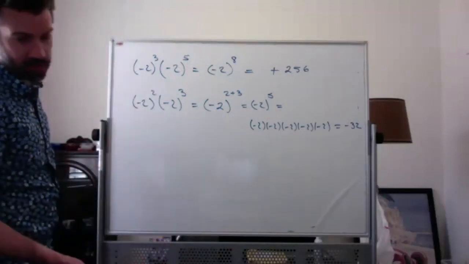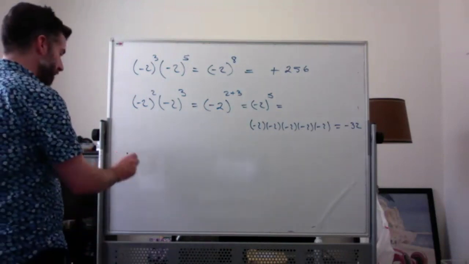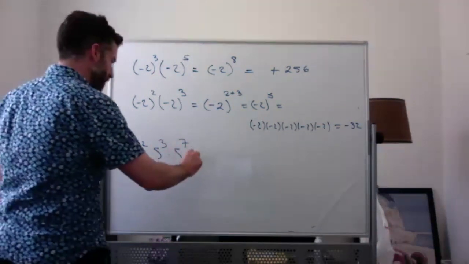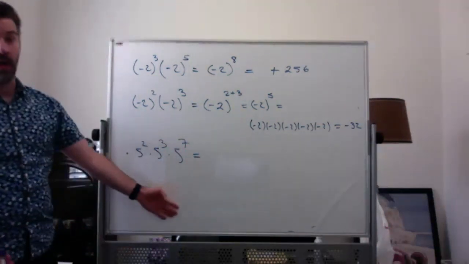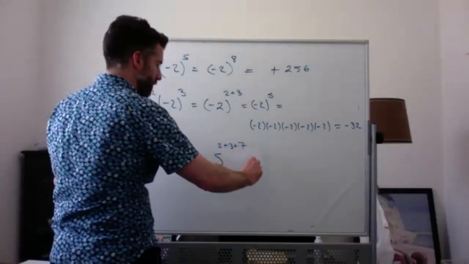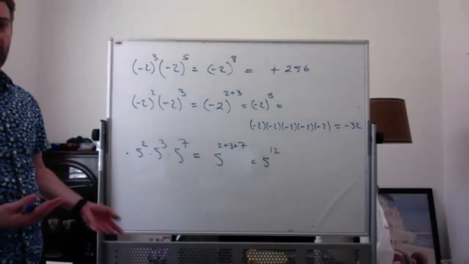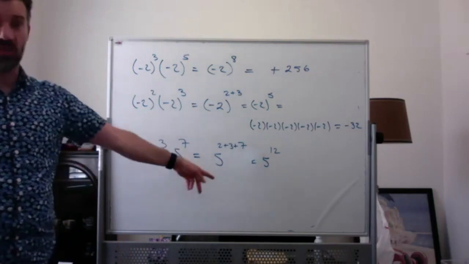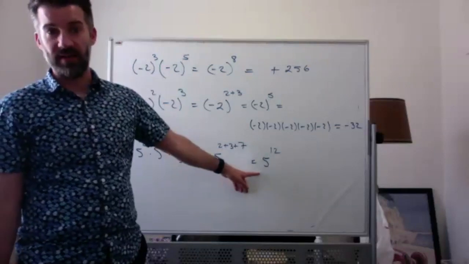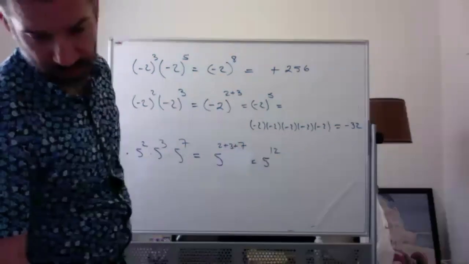And then I should also say it works if you have more than just 2 terms. For example, if I had 5 squared times 5 cubed times 5 to the 7th, I can just add all the powers here. So that's going to be 5 to the 2 plus 3 plus 7, which is 5 to the 12th. Again, a lot of these numbers are going to be way too big. If I asked you to do this on your homework, I don't want to know what 5 to the 12th is. It's a really giant number. I don't care. I just care that it looks like 5 to the 12th.